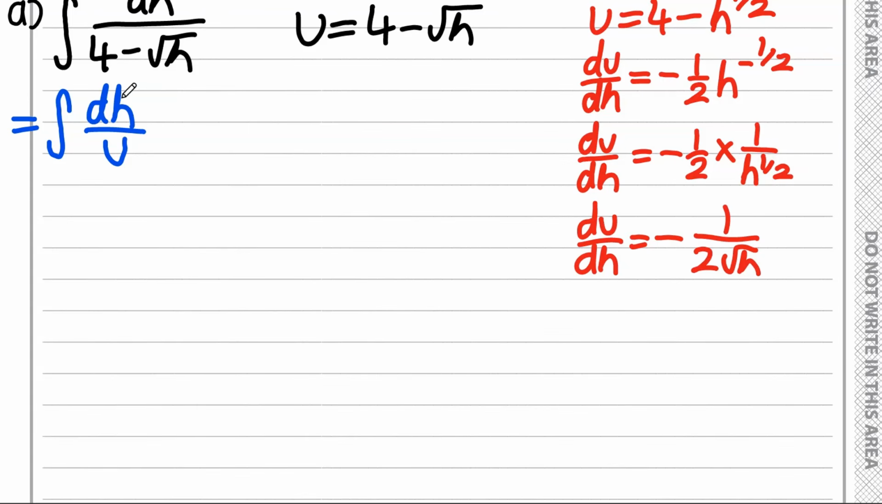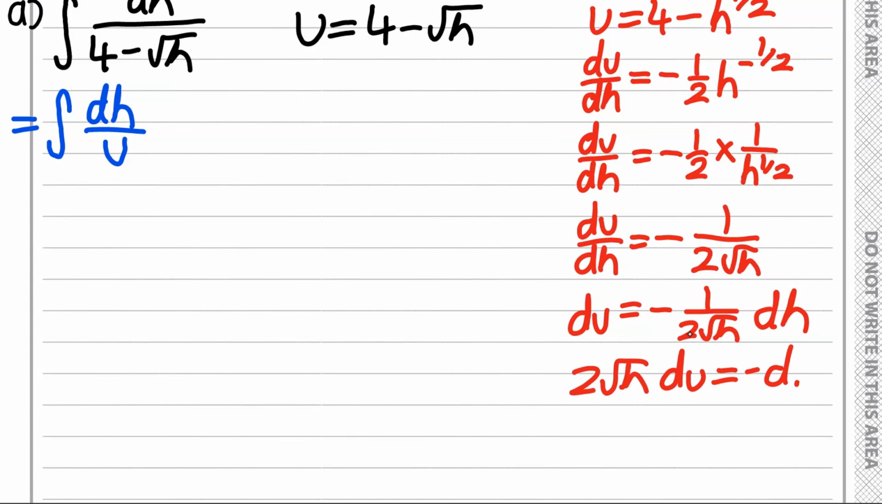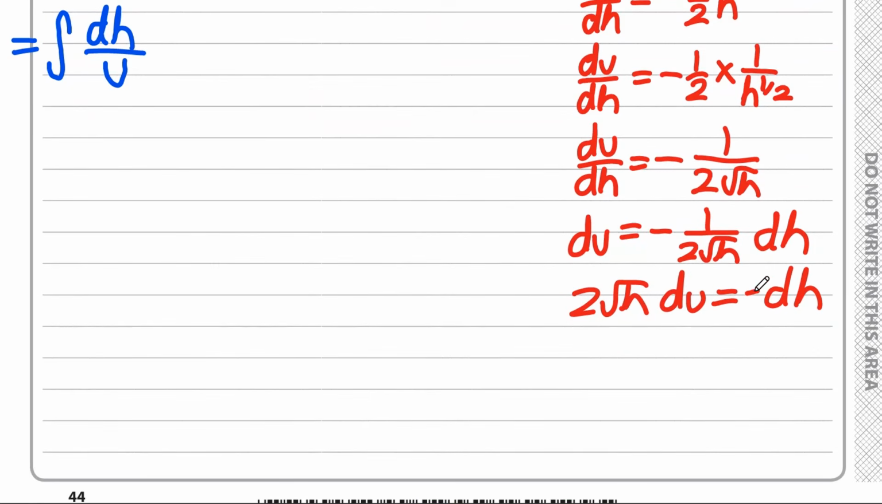Okay, now we need to make dh the subject here, so we can sub it out. So if we multiply both sides by dh to get rid of this denominator here, it's going to be du is equal to minus 1 over 2 root h dh. If we multiply both sides by this 2 root h denominator, it becomes 2 root h du is equal to minus dh, and if we multiply both sides by minus 1 to get rid of this minus in front of the dh, it's going to be minus 2 root h du is equal to dh. So we've made dh the subject here.